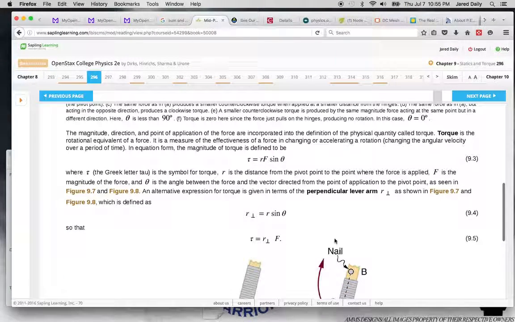And then we define the torque with this letter tau, the Greek letter tau. The torque is equal to the r vector, so that's the magnitude of the r vector, times the magnitude of the force vector, times the sine of the angle between those two vectors. And that'll give you the magnitude of your torque.